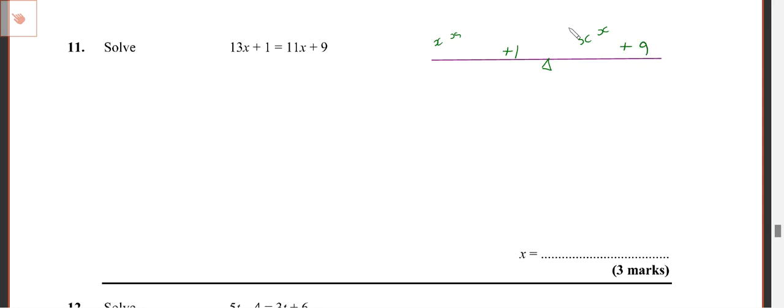We could minus the 1 from both sides. Yes, we can definitely do that, and I'm not going to say that's wrong or that I wouldn't do it. I think that's a good option. So let's minus the 1 from both sides. Let's do 13x plus 1, but we're going to minus the 1. But on the other side is 11x plus 9, but we're going to minus the 1. What does that simplify to?